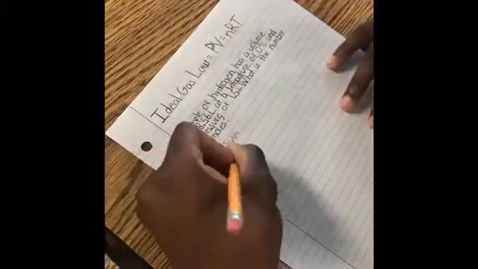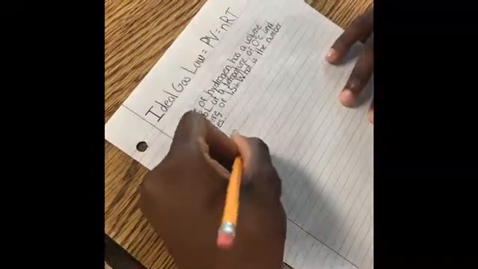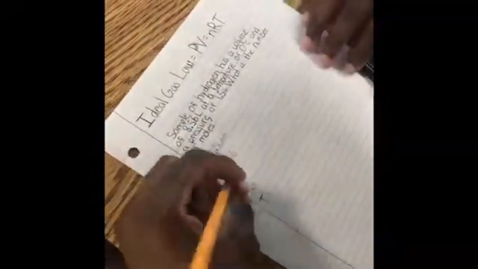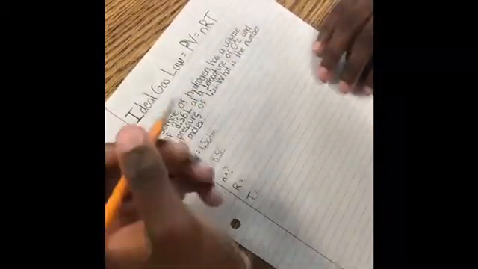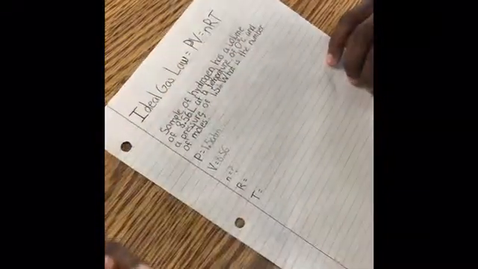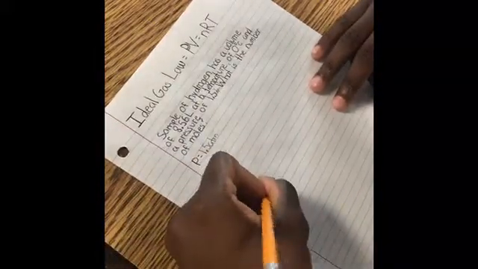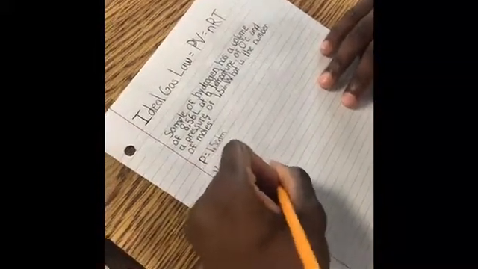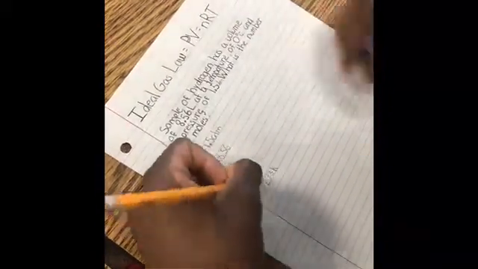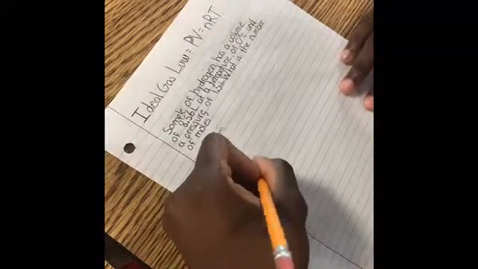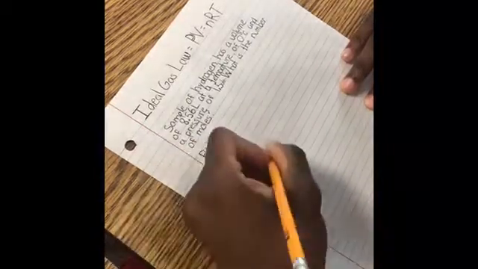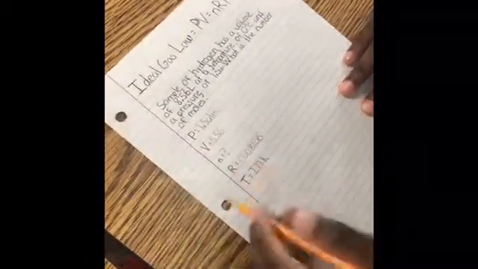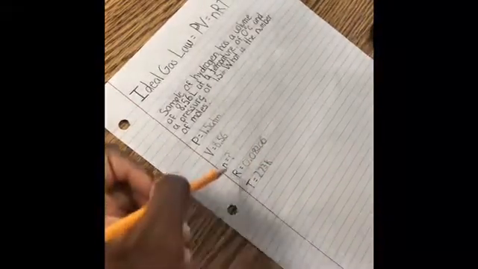Volume is 8.56. Next, temperature. Temperature is 0 degrees Celsius, but we know you have to put it in Kelvin, which is this plus 273. So 0 plus 273 is 273 Kelvin. And R is never going to change. R is always 0.08206. Whatever ideal gas law problem you do, that's always going to be the R.